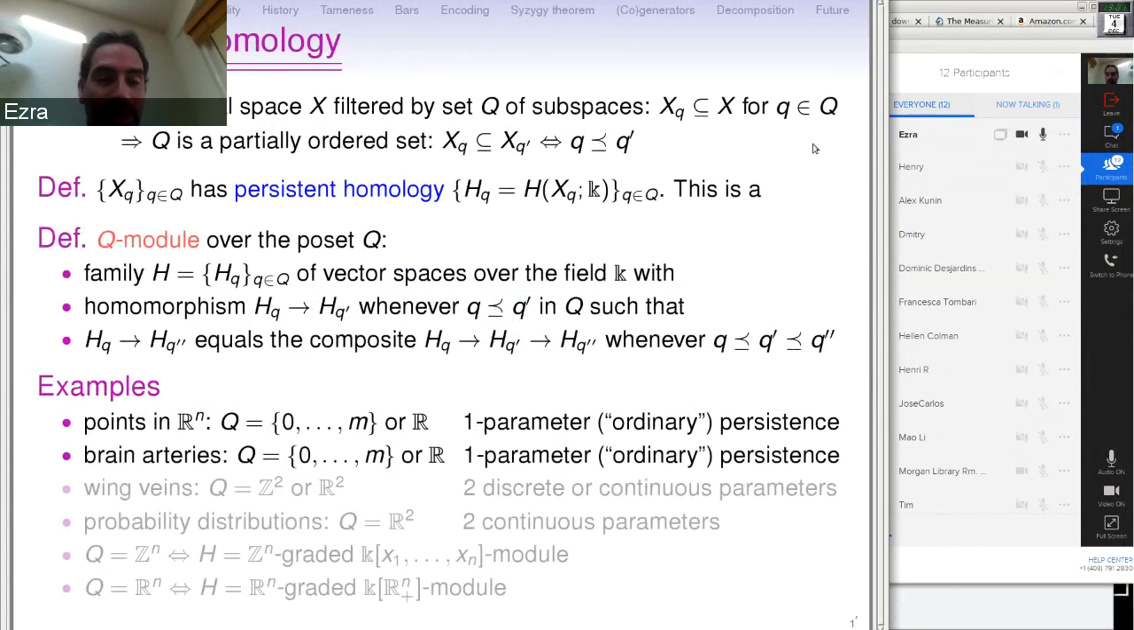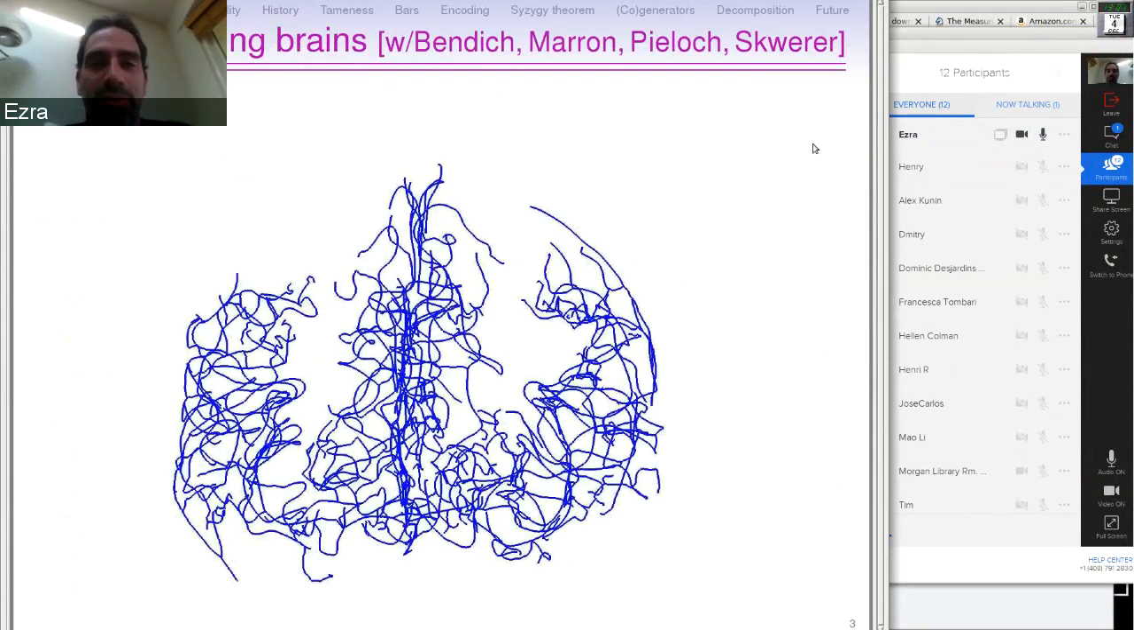Here's another example of one parameter persistence. This is another standard view, the sub-level set view of persistence. So here's Steve Marin's brain, and this is actually the arteries in Steve Marin's brain, and we're going to start filling it with blood, but not in the usual way. We're just going to lift a plane from the bottom to the top and take all the points beneath that plane.